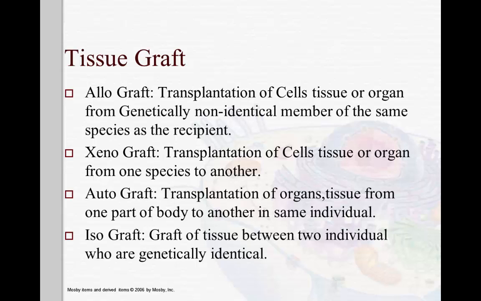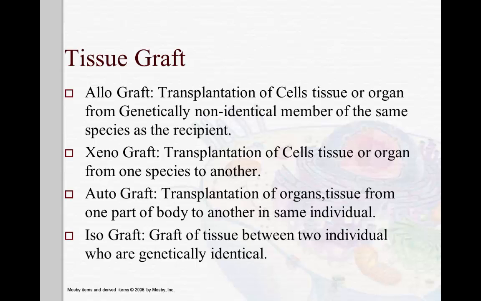Now, for the tissue graft, there is allograft, which is transplantation of cells, tissue, or organs from a genetically non-identical member of the same species. So obtaining an organ from a non-identical member of the same species is an allograft. Xenograft is a transplantation of cells, tissue, or organs from one species to another. So a xenograft is when you receive a porcine valve, for example. Autograft is when you transplant, for example, skin from one part of the body to another because of a burn. Isograft will be a graft of tissue between two individuals who are genetically identical. So the isograft will be between twins.